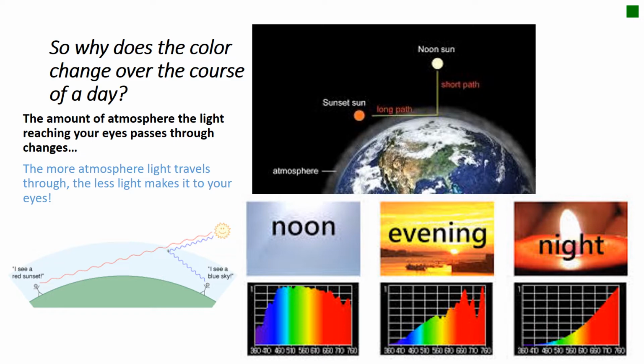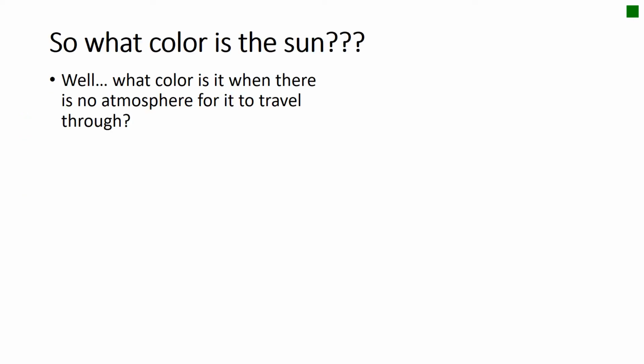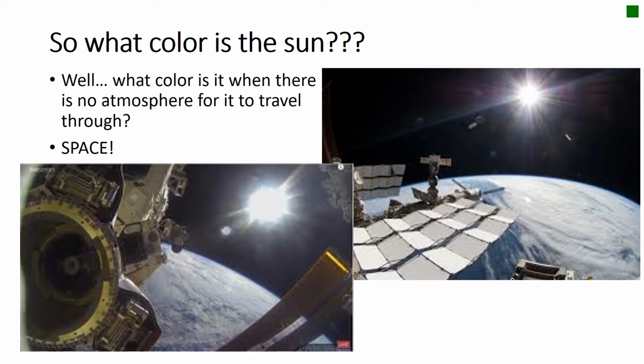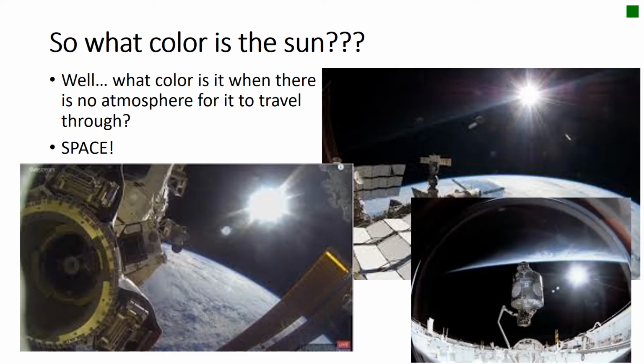So what color, then, is the sun actually going to be? In order to find out, you actually need to get outside of the Earth's atmosphere, to somewhere where there is no interference from the atmosphere at all. And so all you really have to do is a quick Google search of photos of the sun from the International Space Station, and you're going to get several of them. That's not some sort of weird Photoshop thing. It literally is a blinding ball of white light.